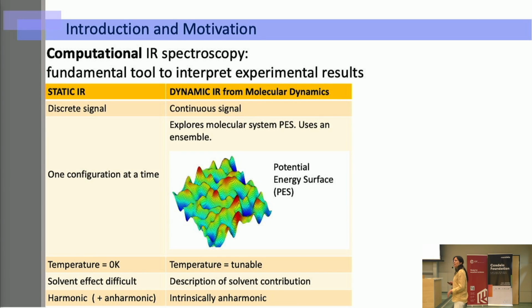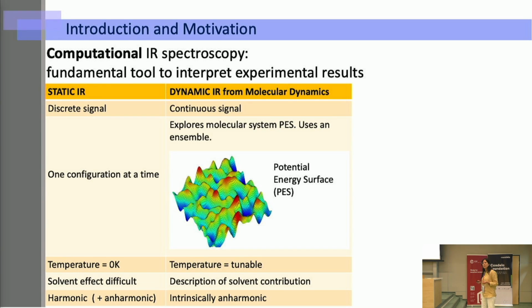I think in general people are more familiar with the static way of calculating IR spectra. In my case, I do dynamic calculations, and to calculate the IR spectrum in a dynamic way, you do molecular dynamics. The difference between these two families of methods is that here we have a continuous signal, as opposed to the static where you have discrete signals and then you smooth out. This method also allows exploration around the potential energy surface around the minimum structure.